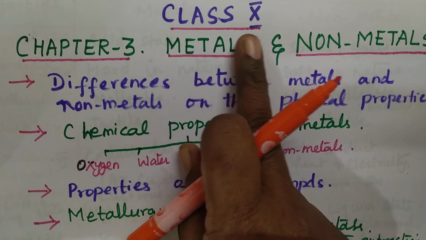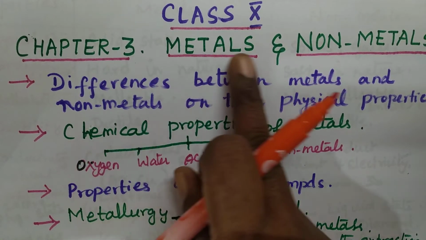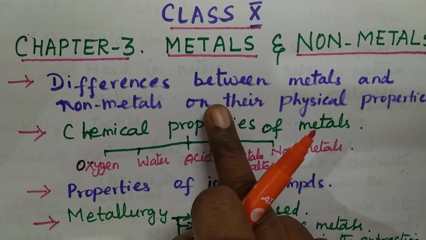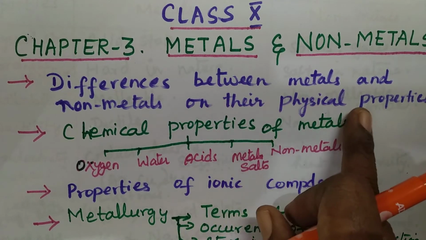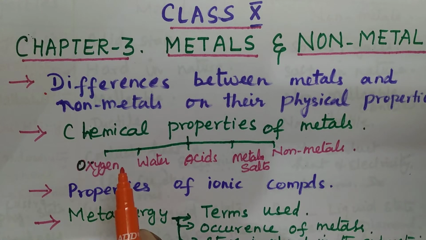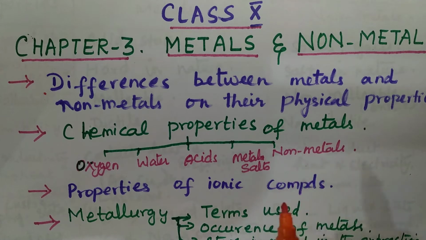Students, we have been seeing the class 10 chapter 3, metals and non-metals, under which we have seen the differences between metals and non-metals on the basis of their physical properties. We have finished that. Next we went on with the chemical properties of metals, which we have also completed.